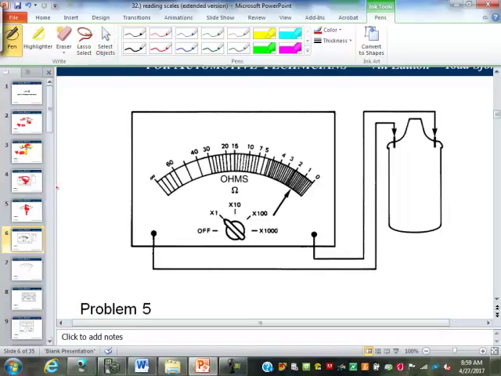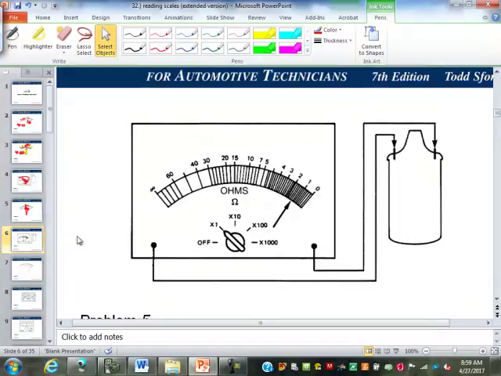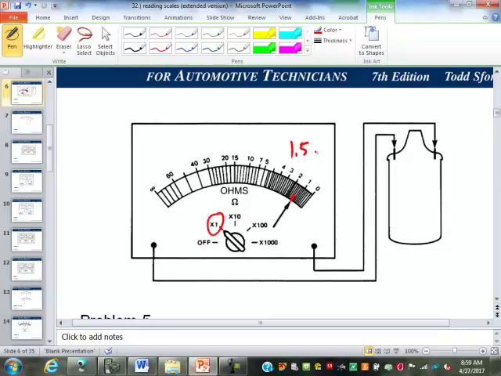Okay, so for this one, what's it reading? Well, it's between one and two, and yeah, it looks about halfway. So it's probably 1.5, 1.4, whatever. And it's times one, so it's just 1.4. Well, we're 1.5. What the heck?